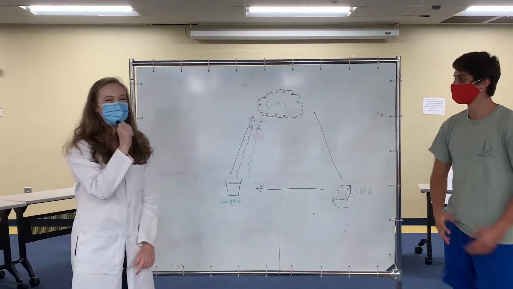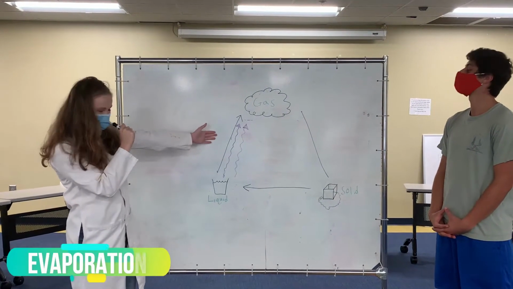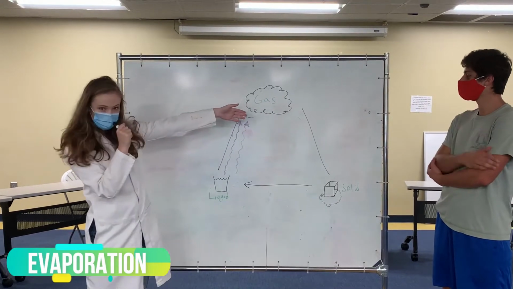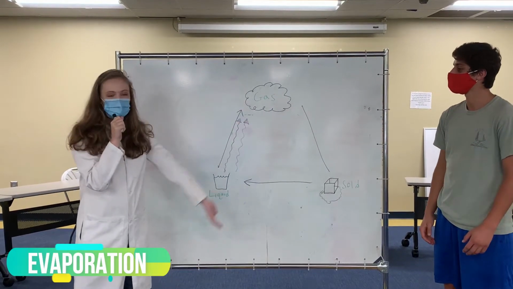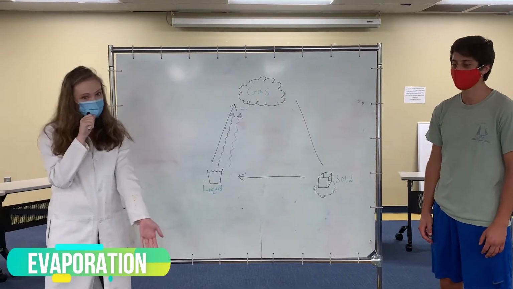Thank you, Joe. So the first stage of the water cycle that we're going to be talking about is evaporation. And this is when a liquid turns into a gas. Some real world examples of this is if you go into your kitchen and you boil a pot of water, the steam rising from that is evaporation at work.